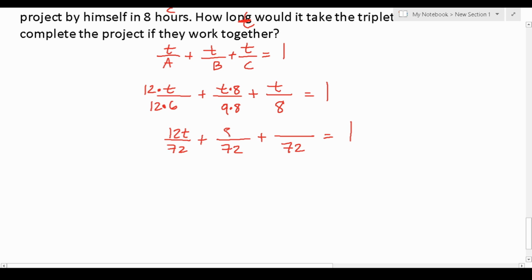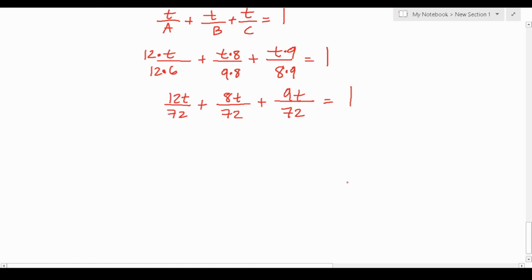8 times T is 8T. To make 8 into 72, we have to multiply that by 9, and we're going to have to do that to the numerator as well. 8 times 9 is 72. 9 times T is 9T. Okay, now that we have a common denominator, we can simply add all the numerators. So this becomes 12T plus 8T plus 9T all over 72 equals 1.